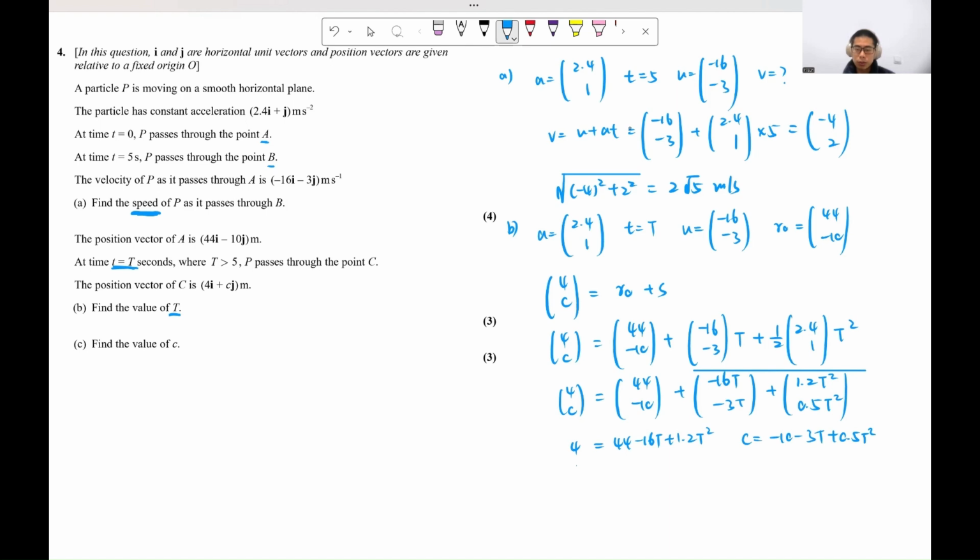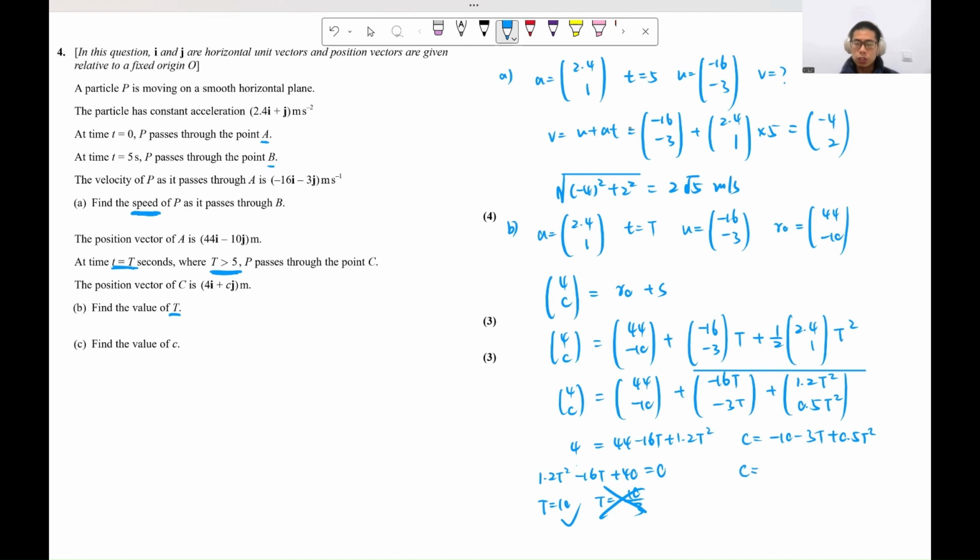So rearrange this, we have 1.2T squared minus 6T, and minus 4 from both sides, 44 minus 4 is 40, equal to 0. Put that in the calculator with 1.2, -6, 40, and T is either 10 or 10 over 3. Because the question tells us T has to be greater than 5, we ignore this one. So 10 is our only solution.